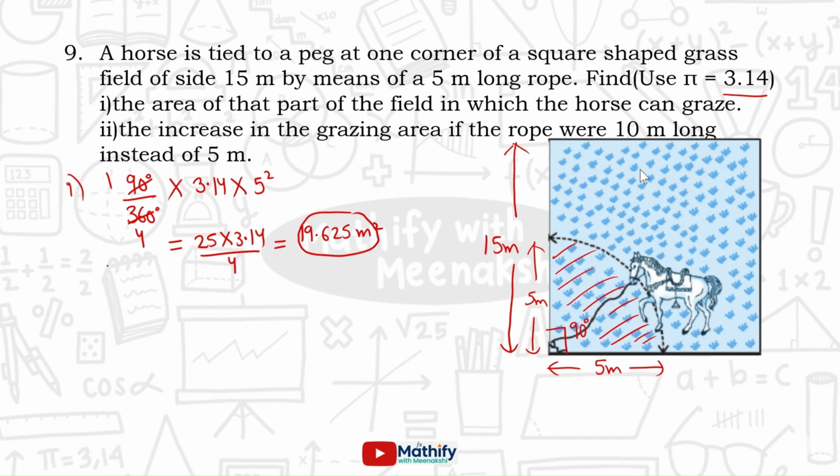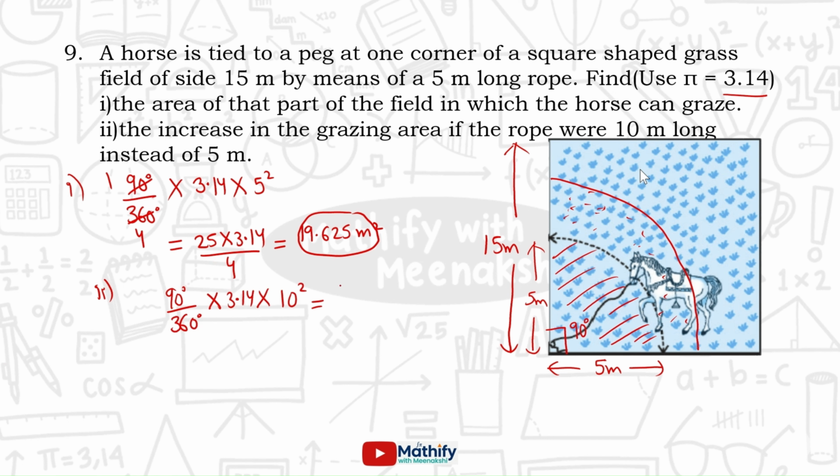Now for the second part, what do you have to do? The increase in the grazing area if the rope were 10 meters long instead of 5. Now if the rope is 10 meters long, suppose it's still here. So you have to find the increase in area. That means you have to find the difference, this one. Now I will find the area of the bigger sector. That's 90 by 360 into 3.14 into 10 square.